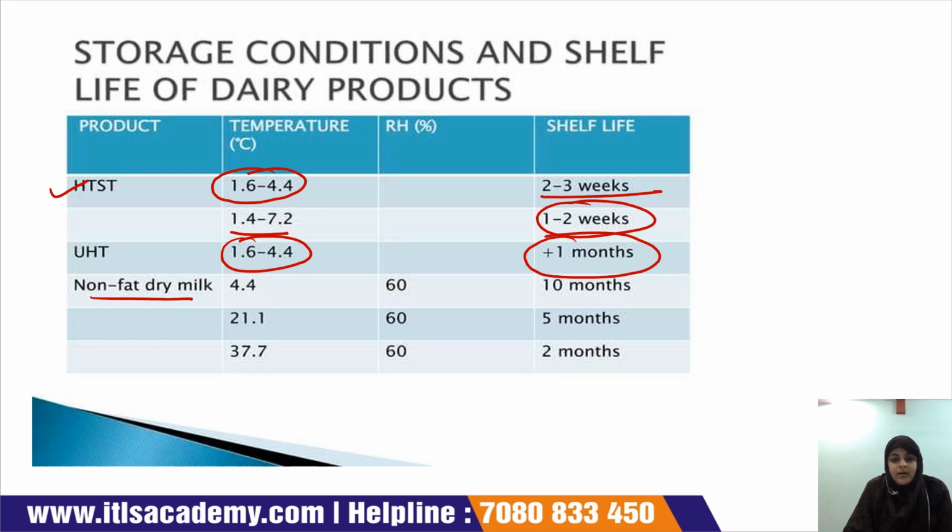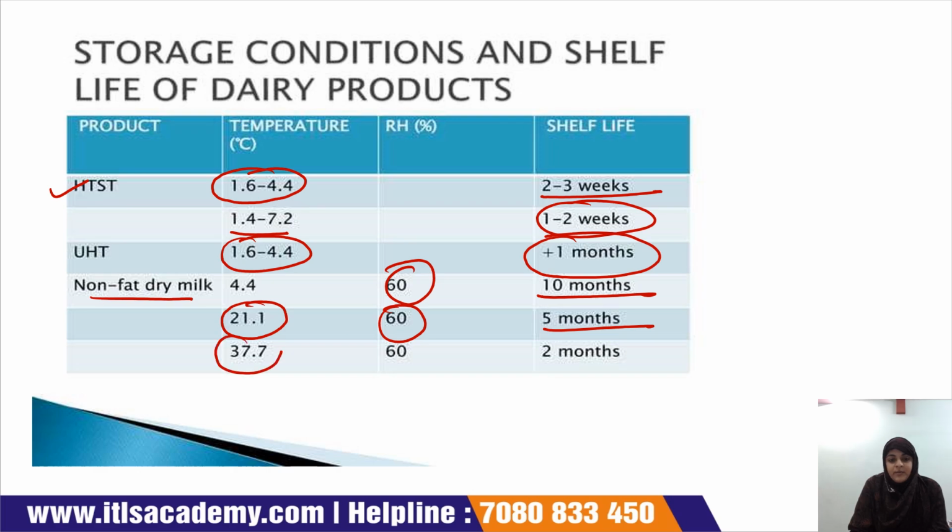Non-fat dry milk: if the temperature is in the range of 4.4 degrees Celsius and RH is 60%, the shelf life is around 10 months. At 21.1 degrees Celsius temperature, RH 60%, the shelf life is around 5 months. At a temperature of around 37.7 degrees Celsius, RH is 60%, and the shelf life is around 2 months.